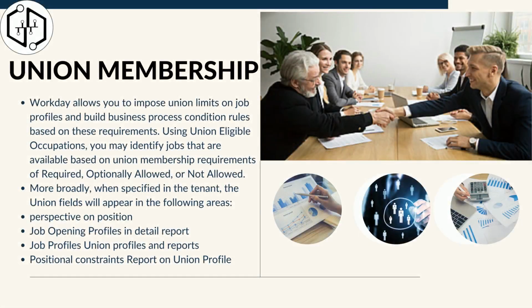Union membership. Workday allows you to impose union limits on job profiles and build business process condition rules based on these requirements. Using union-eligible occupations, you may identify jobs that are available based on union membership requirements of required, optionally allowed, or not allowed. More broadly, when specified in the tenant, the union fields will appear in the following areas. Perspective on position. Job opening profiles in detail report. Job profiles, union profiles and reports. Positional constraints report on union profile.